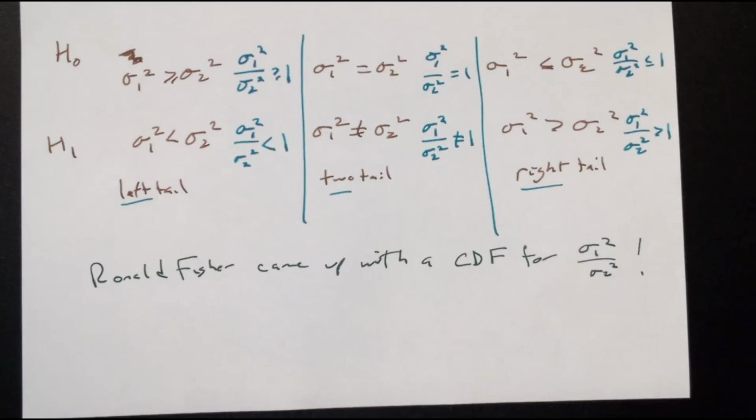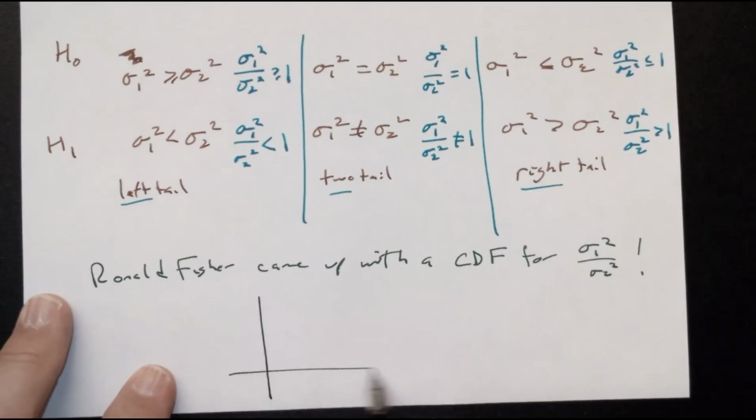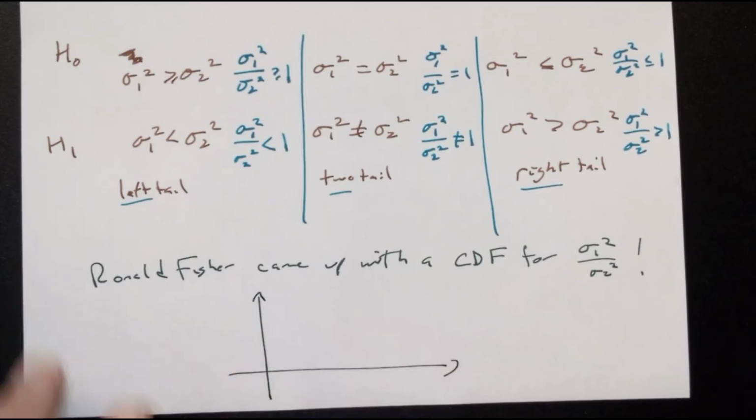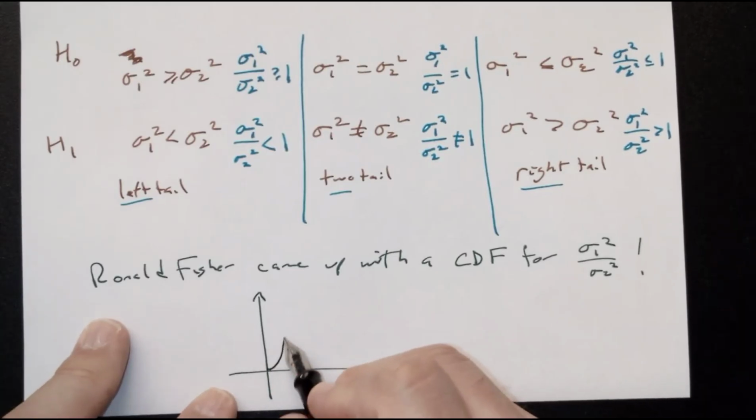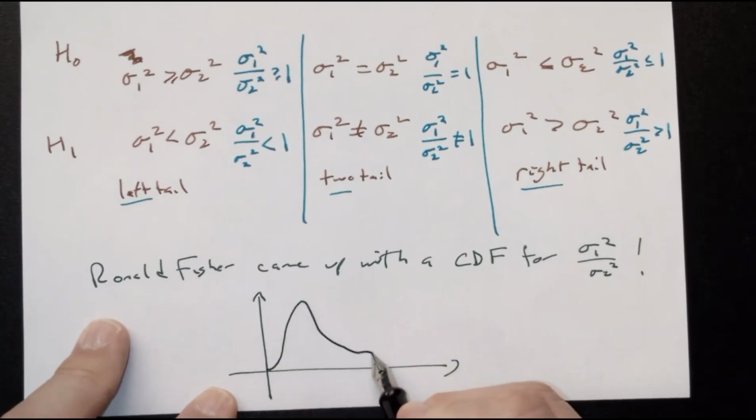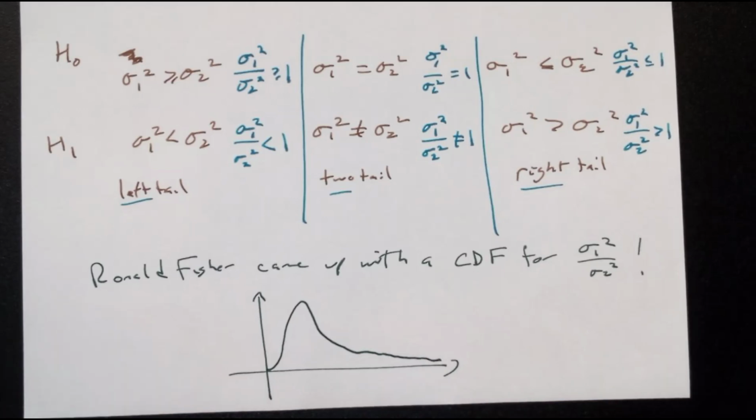And Fisher said this distribution is going to really need the variances to be quite different. So the distribution itself is very lopsided. Unfortunately, I'm a crap artist, so take that with a grain of salt.